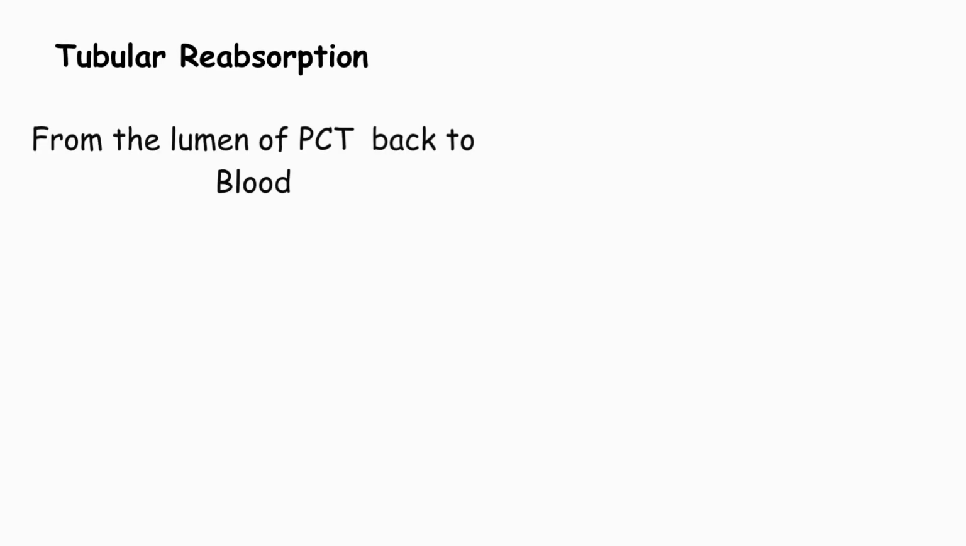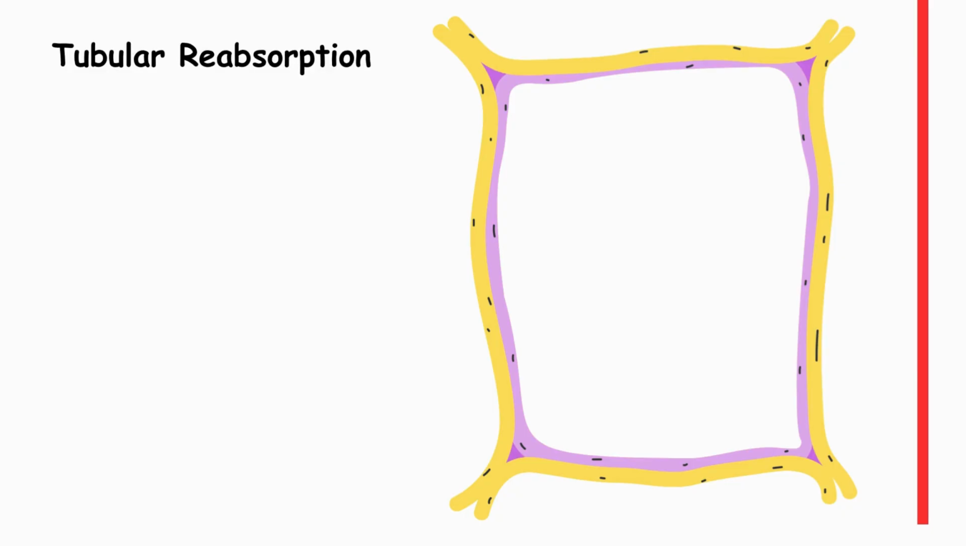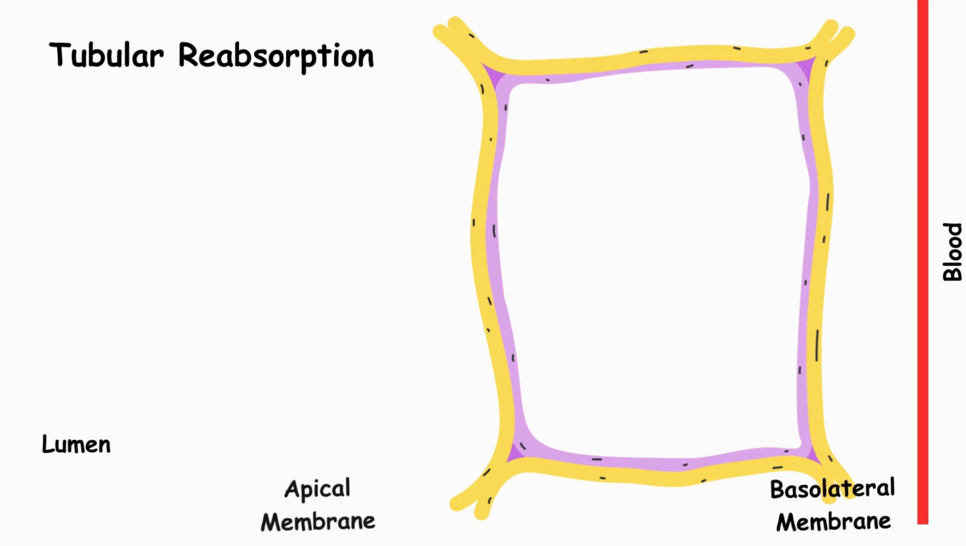Tubular reabsorption is a process by which various substances present in the filtrate are reabsorbed back into the blood from the lumen of the tubule. This is done with the help of epithelial cells in the proximal tubule. Here is the PCT epithelial cell. This is the blood vessel. The surface of the cell facing the blood is the basolateral membrane, and the surface facing the lumen is the apical membrane. Here, absorption occurs through channels present on the epithelial cell.